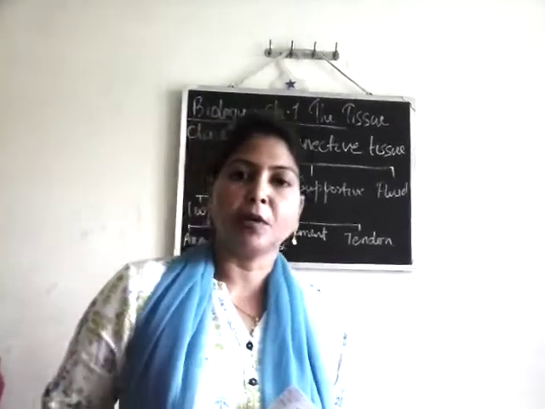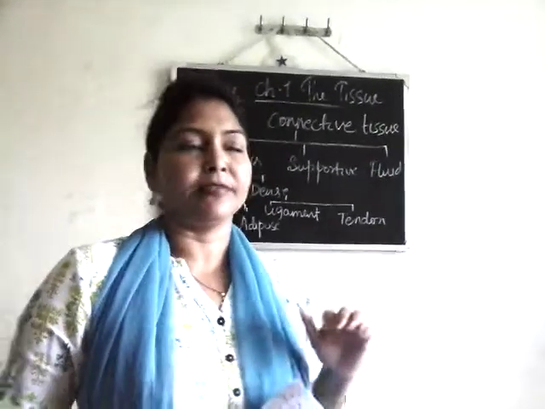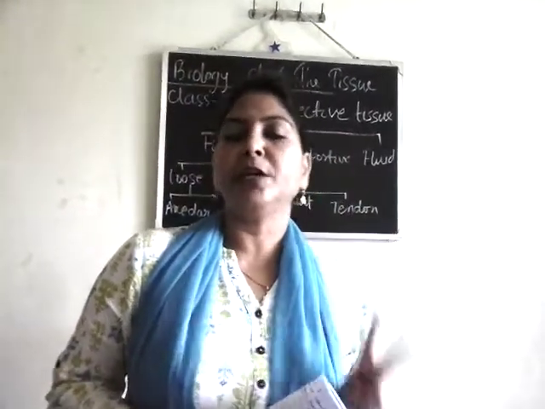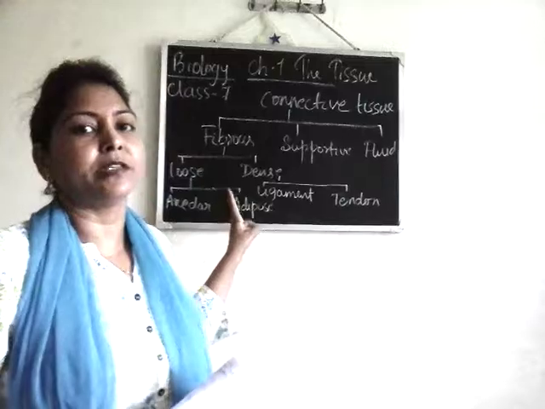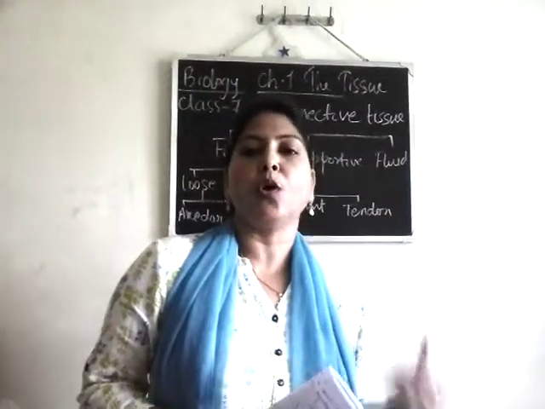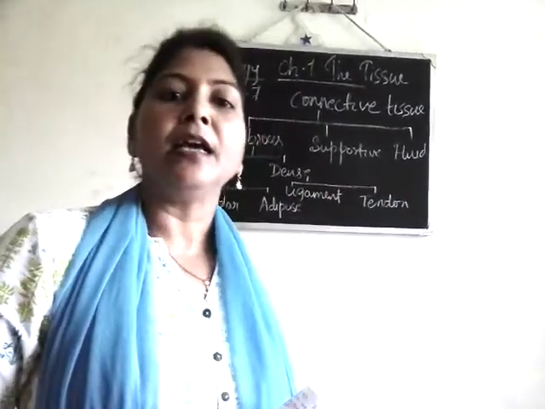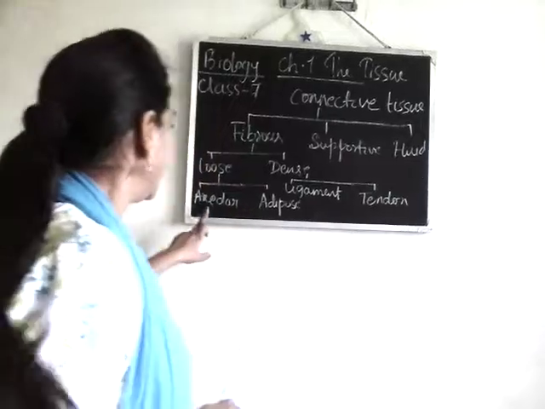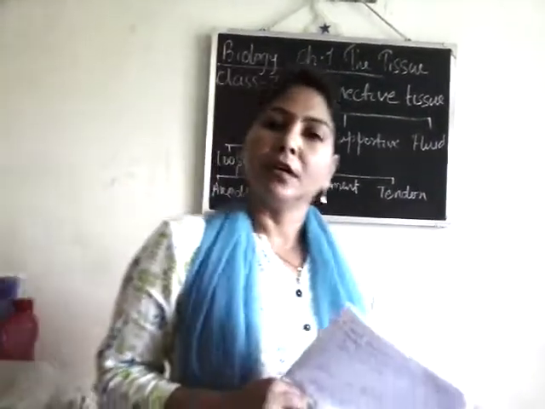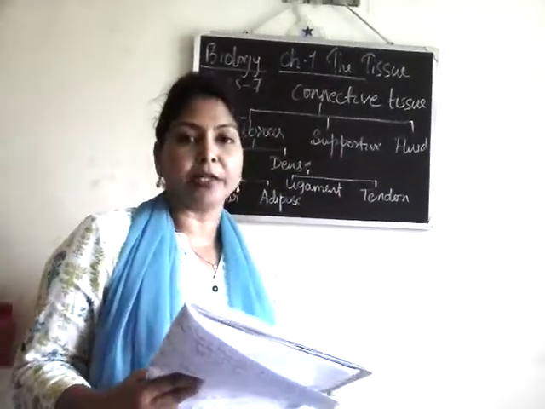So we are discussing connective tissue, and the first part of connective tissue is fibrous tissue. I have told you fibrous tissue again has 2 parts, that is loose fibrous tissue and dense fibrous tissue. Loose fibrous tissues are present all over our body. And here you can see loose fibrous tissue is again divided into 2 parts, that is areolar tissue and adipose tissue.